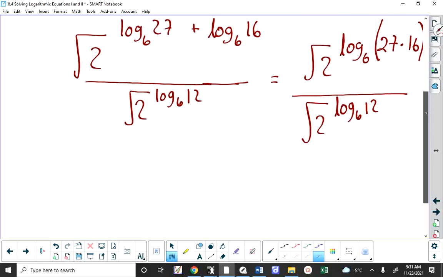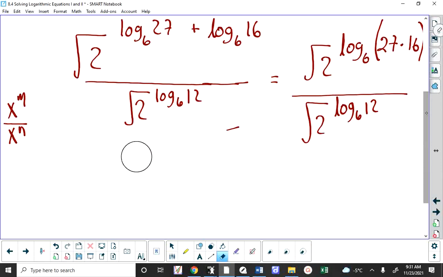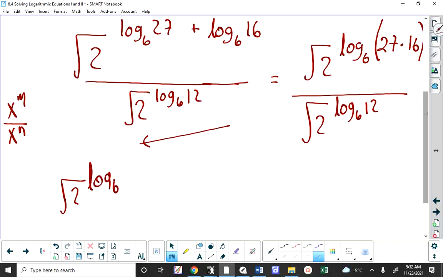Now what we're dealing with is this situation. Because we have a base 2 over a base 2, we're going to subtract the exponents, which is going to give us root 2 raised to the log base 6 of what, well, I'll do this in parts. I was going to jump ahead and put it all together, but 27 times 16 minus log base 6 of 12.